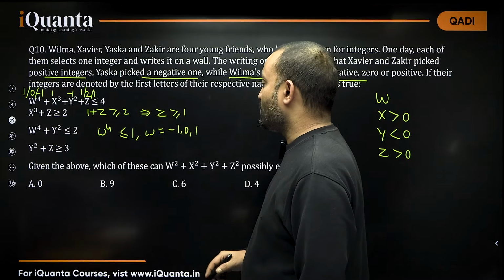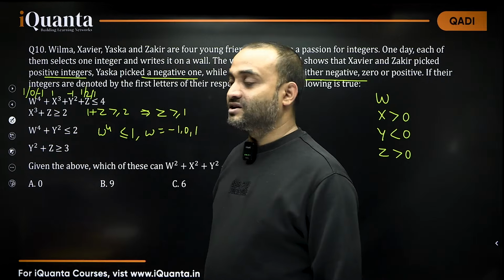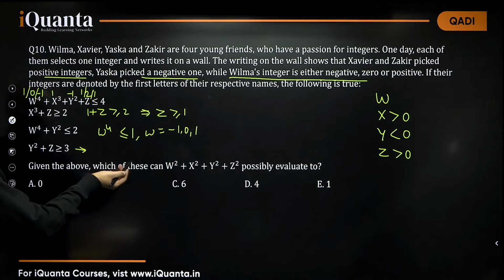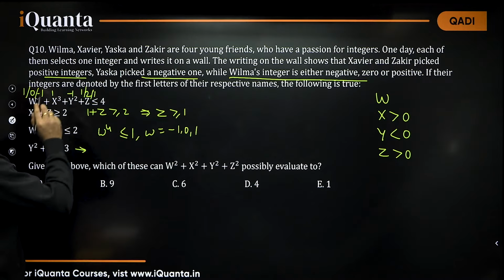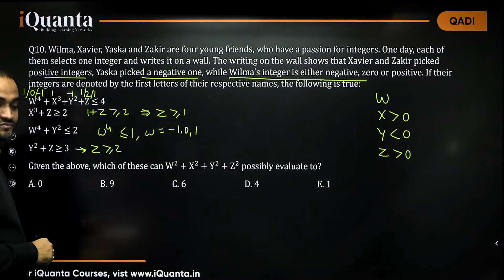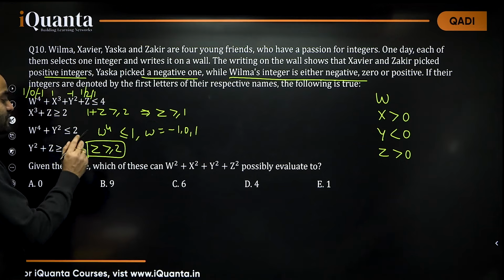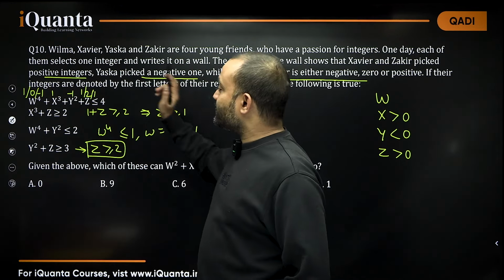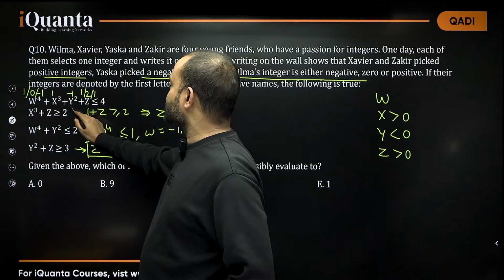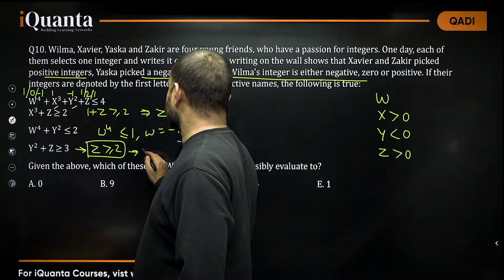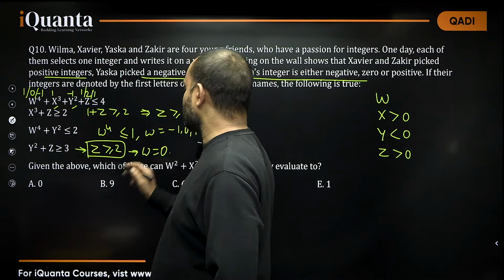Again, y square plus z is greater than or equal to 3. What can we say? y is already -1, so z is greater than or equal to 2. This is a very good piece of information. If z is greater than or equal to 2, we already figured that out here. If this is 2, this is minimum 1, this is minimum 1, w must be 0. So this tells us that w must be 0.